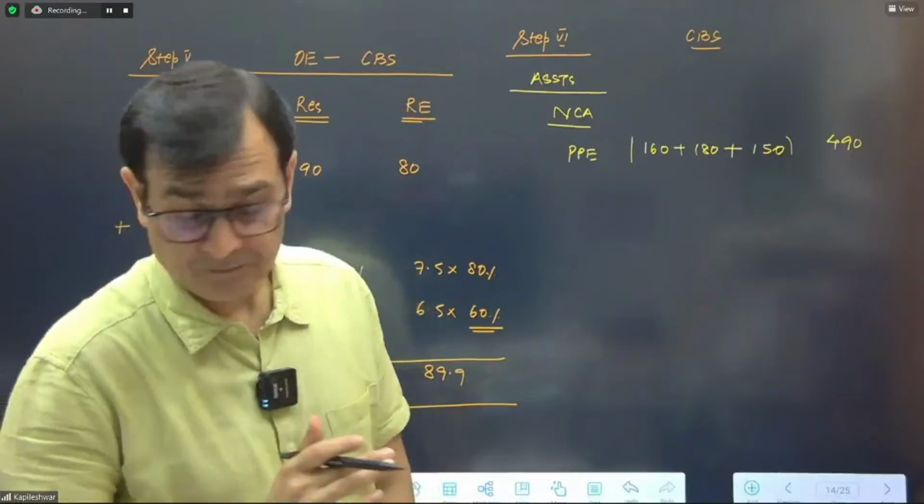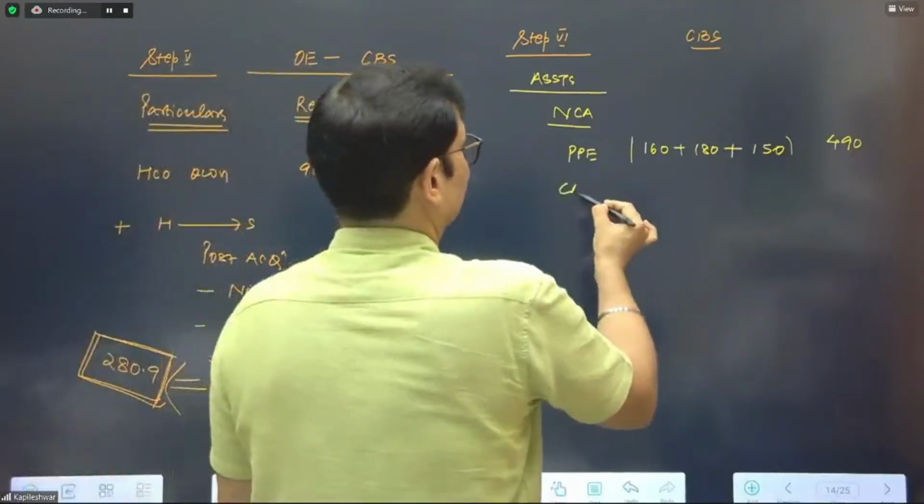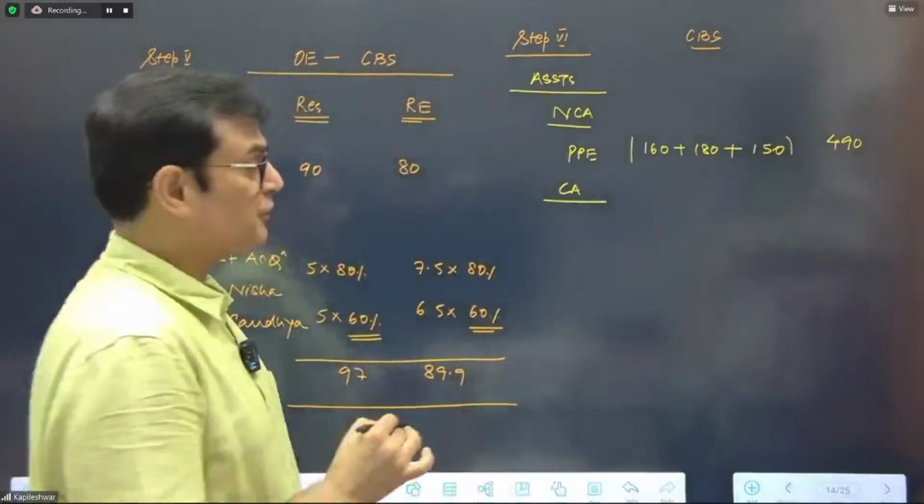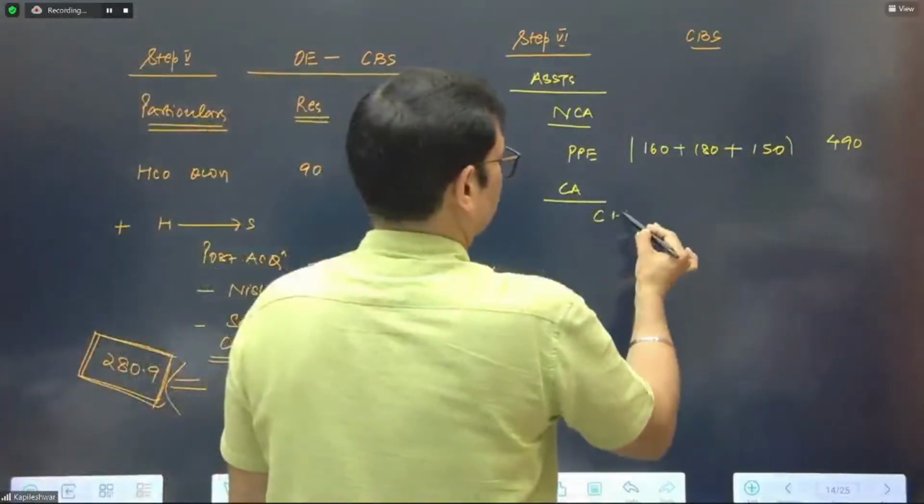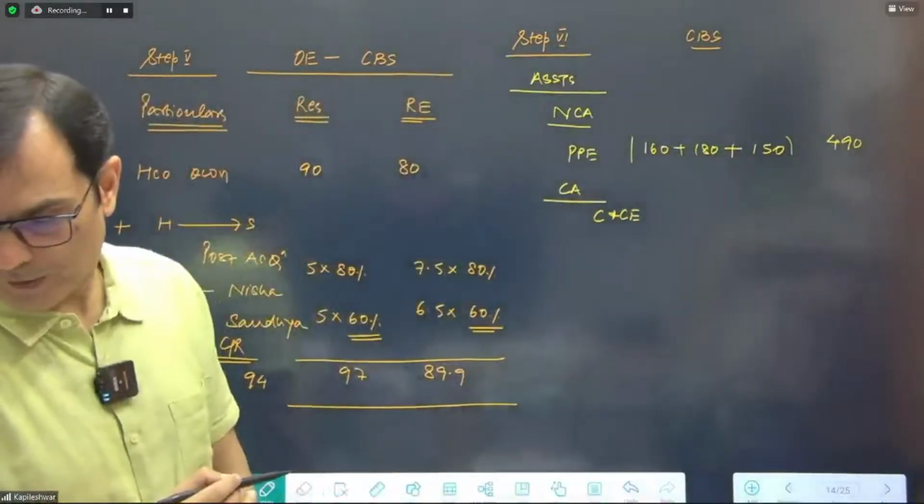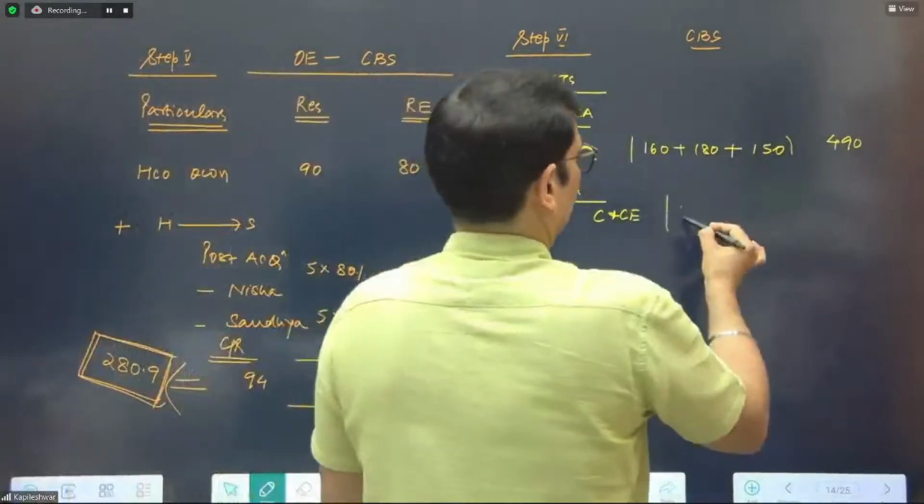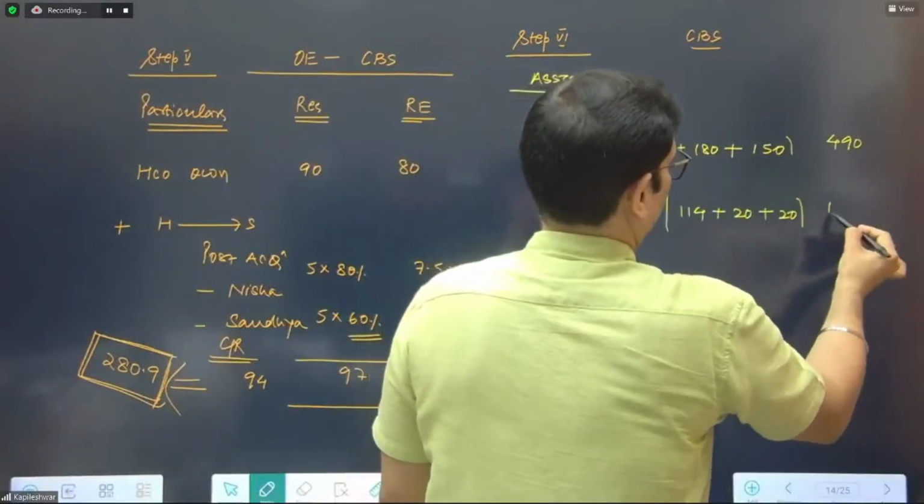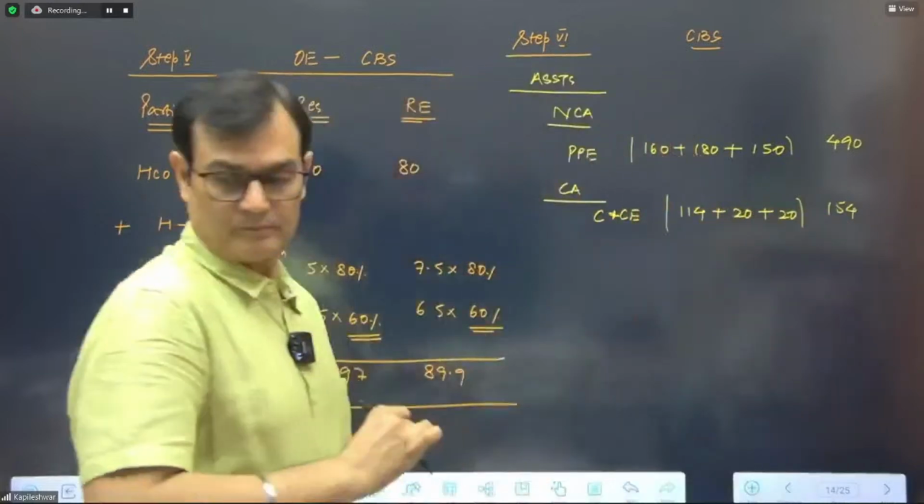Investments won't appear. And then we've got the current assets. In the current assets, we've got the cash in hand, cash and the cash equivalents. So that is going to be 114. And that's 20 plus 20, that works out at 154.